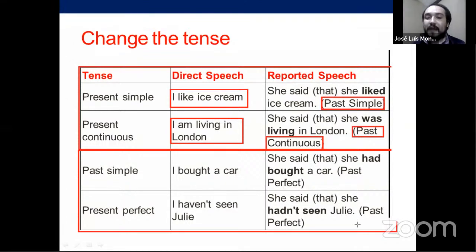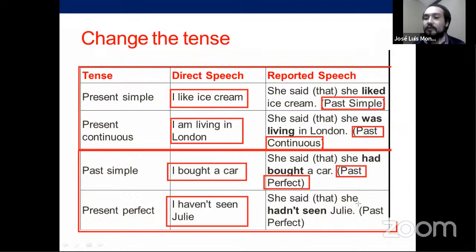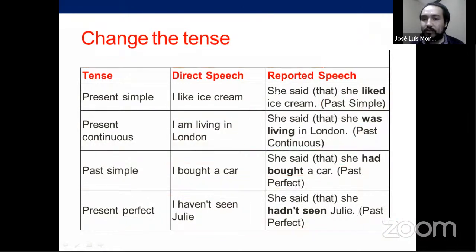So if it's past simple or simple past, right, I bought a car, it means that your reported speech has to be in past perfect. If you're using present perfect, your reported speech has to be in past perfect as well. So if it's simple past, past perfect. If it's present perfect, past perfect. Okay, past perfect for both. I think that most of you used some of these, but if you didn't, you have more. What if you use the future? So let's go to the next part.